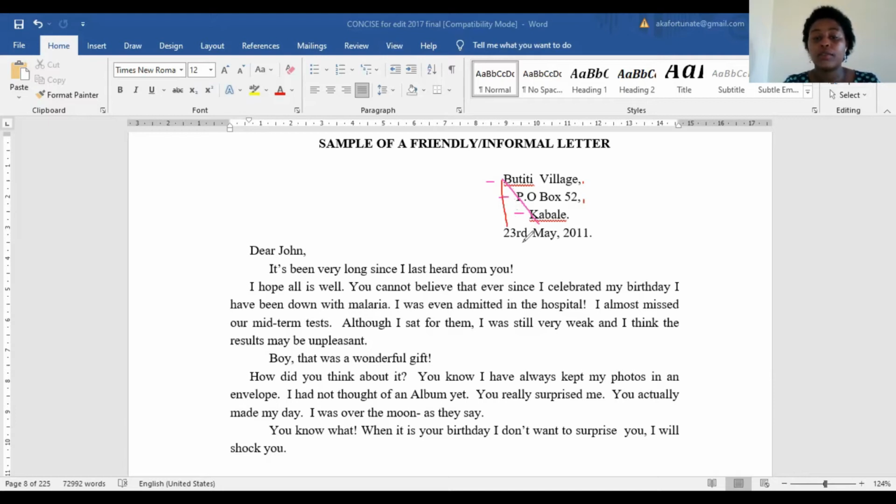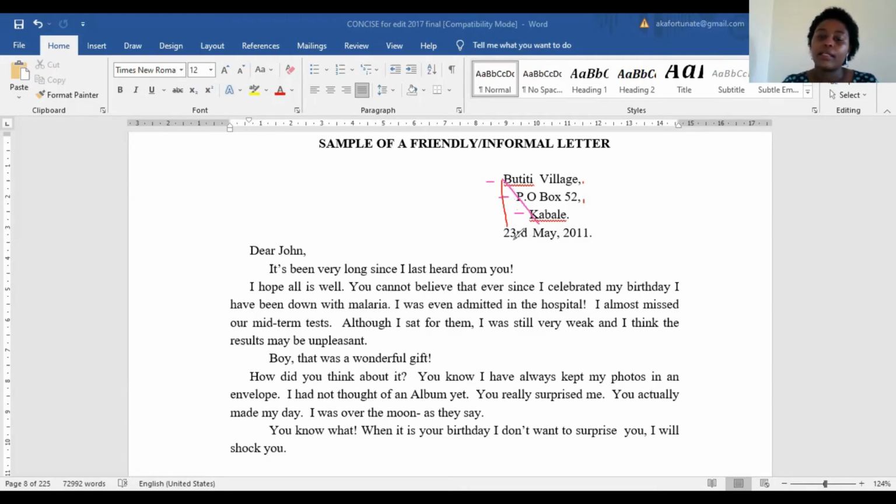So you can see 23rd May 2011 is starting from where Butiti village started. So that is your date. So the date, it comes in like that.